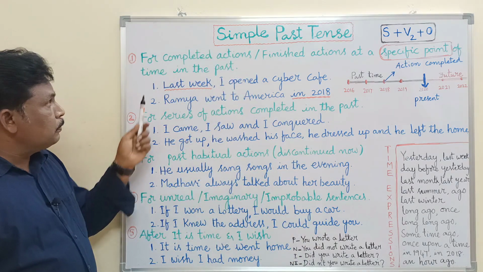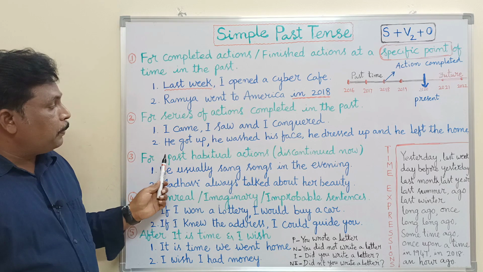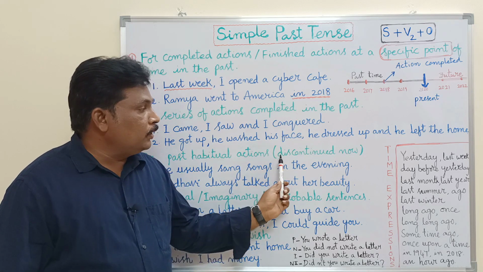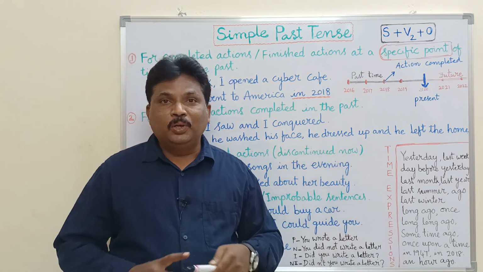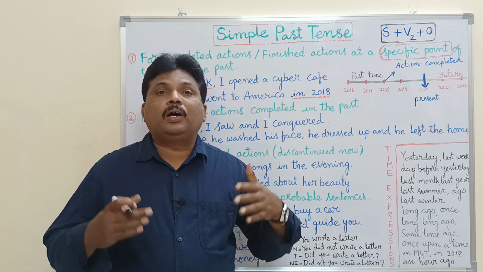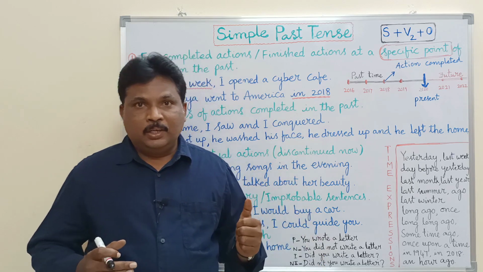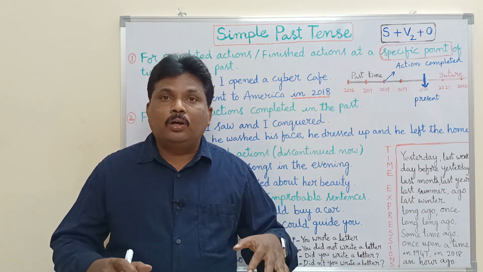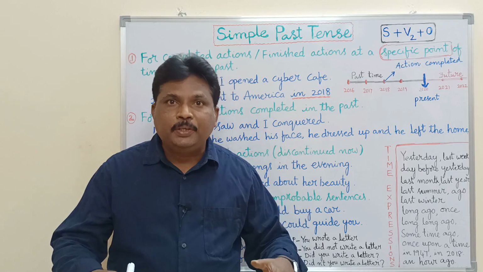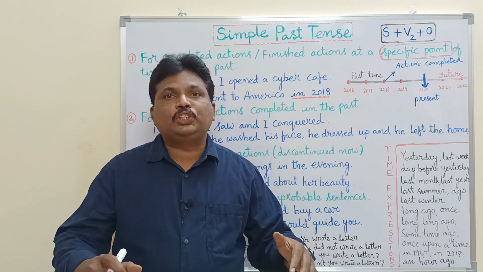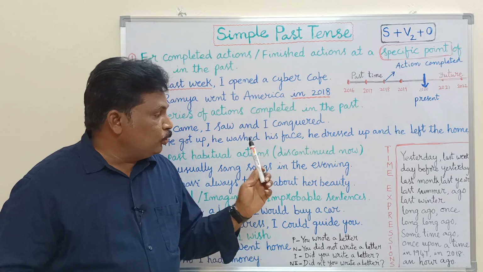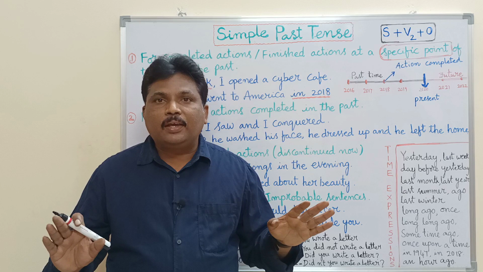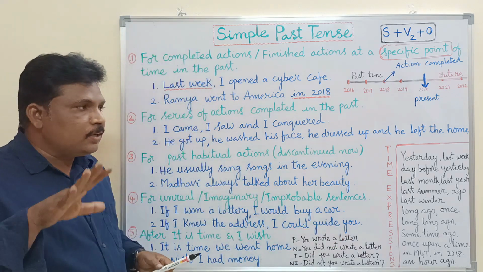Look at the third one. Simple past tense is used for past habitual actions, and those actions are discontinued now. Past habitual actions mean those actions were performed as a habit. It was a habit, so those actions were performed. But remember, those actions are discontinued now. Now they don't do such actions at the present time.